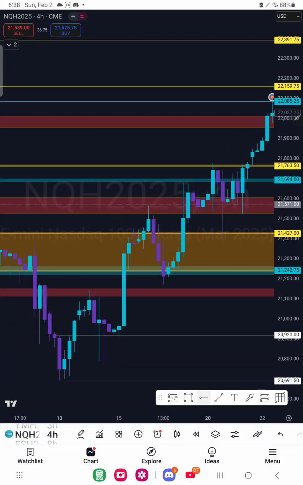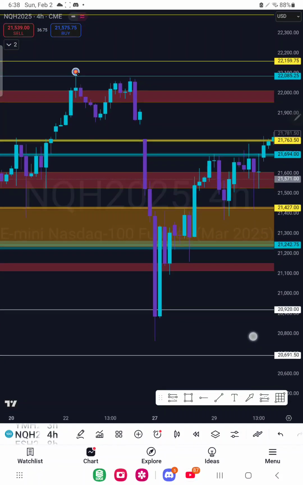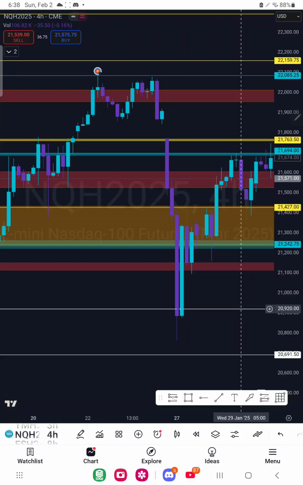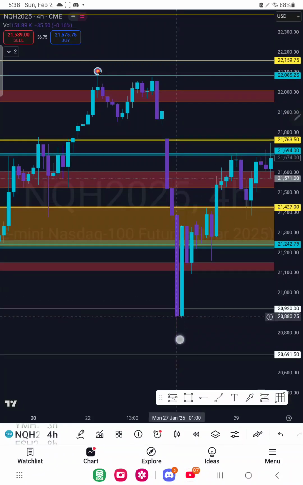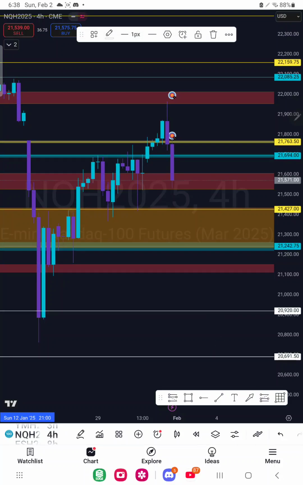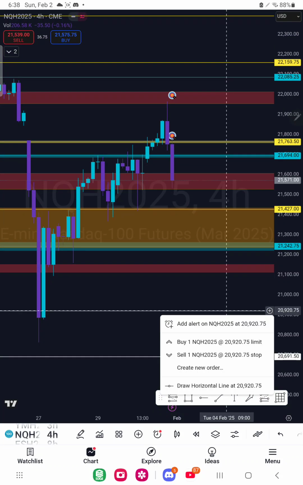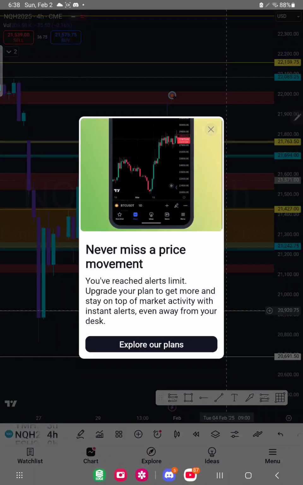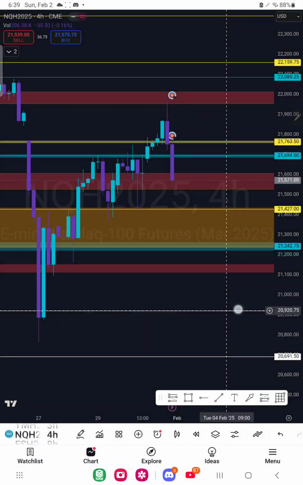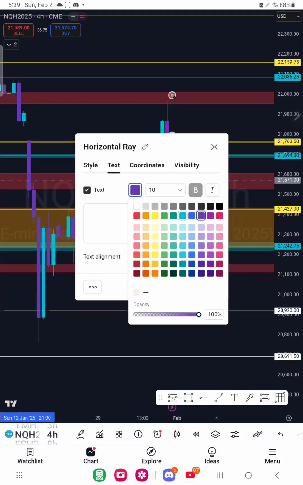All right. So what we did, we found support. We bought up. And I'm anticipating some sales when we get down here again. You can see where we retested it, but we didn't retest. So I'm thinking the next time we get to this area, should be some sales. Add an alert. Add this purple.